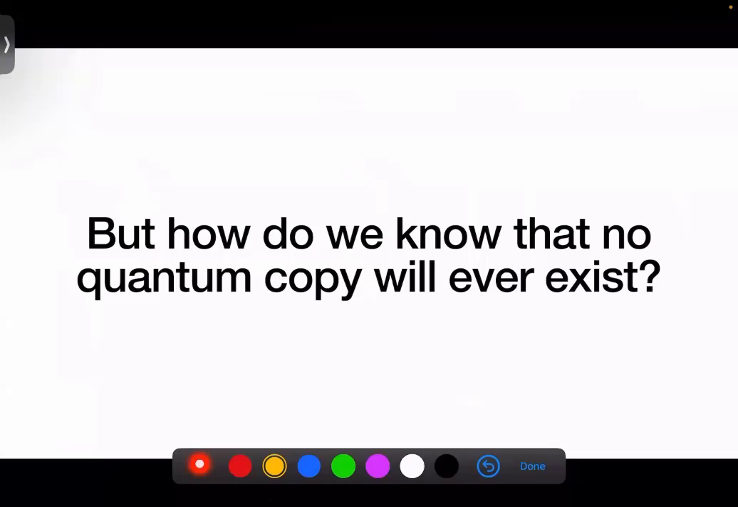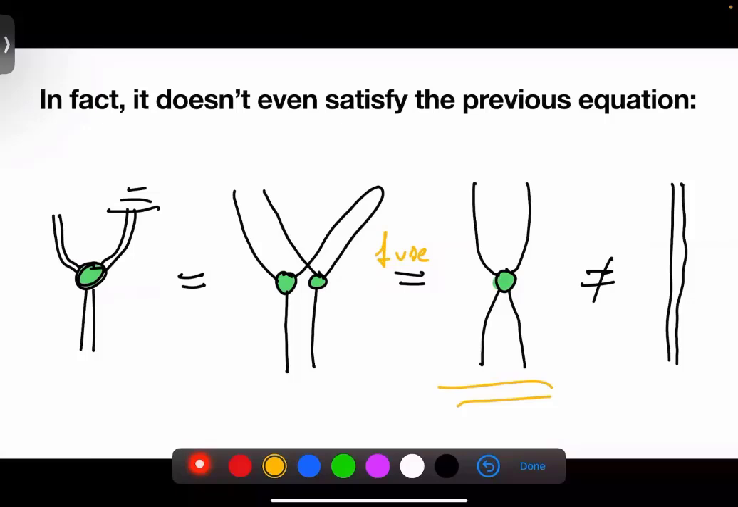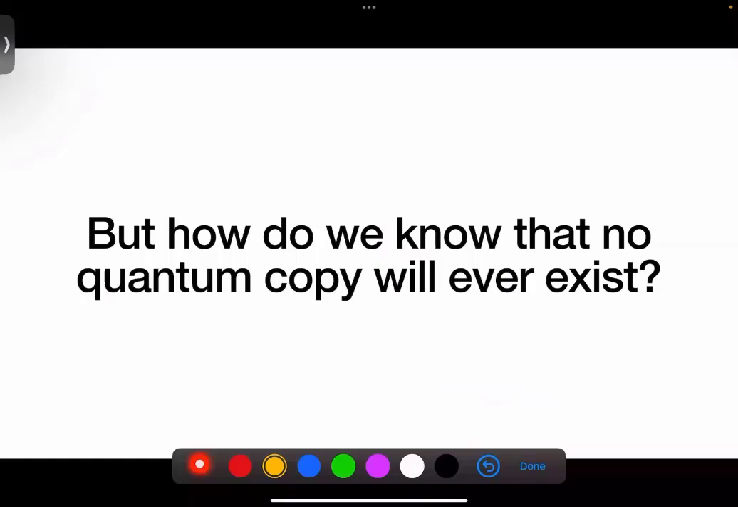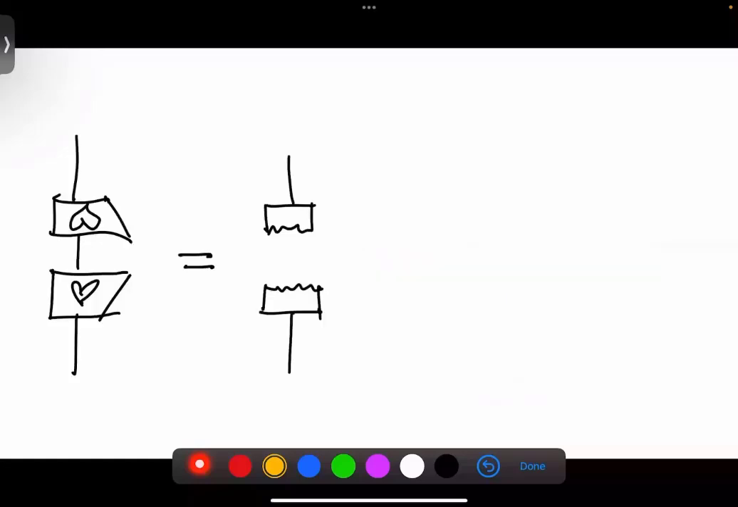So this was nice, but given that this spider doesn't do what we wanted it to do, how can we be sure that there is no quantum copy? The reason is again going to be quite simple, but we are not going to be using spiders, because what if there is some other kind of composition of these things that would, in some miraculous way, act as the copy box?